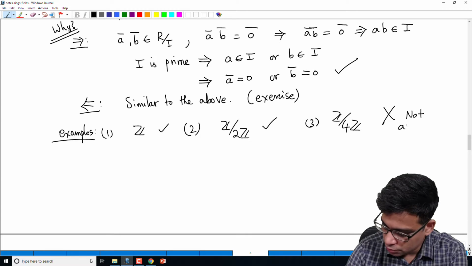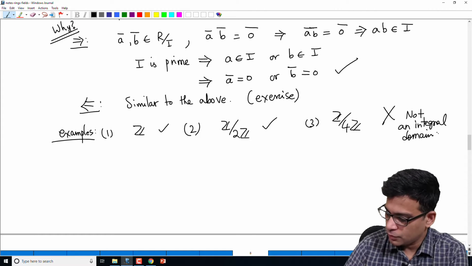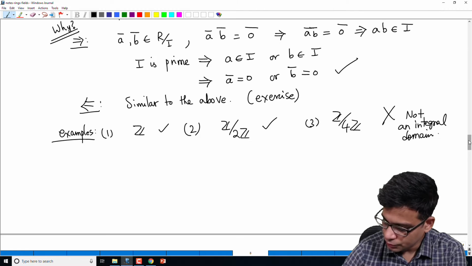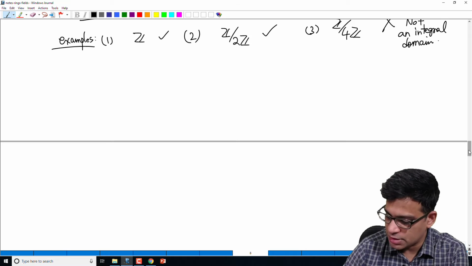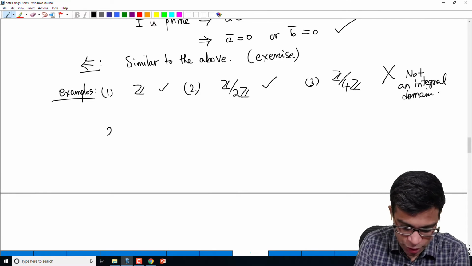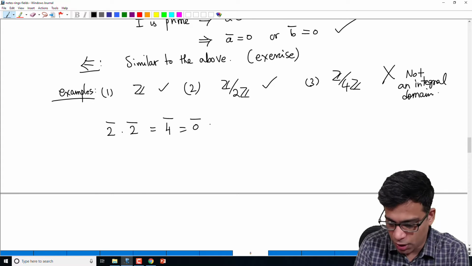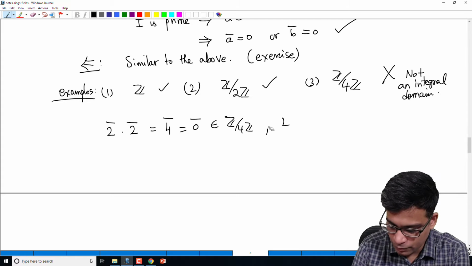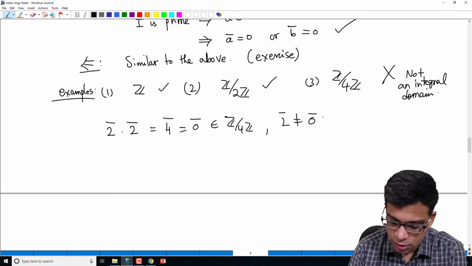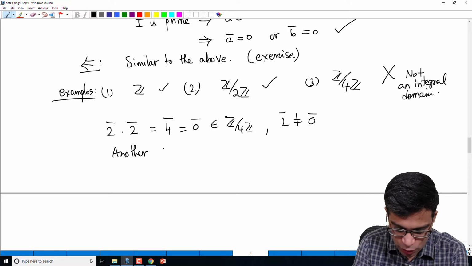Let's see why. Not an integral domain. Why? Can you produce two elements in this ring whose product is 0 but neither element is 0? Yes, you can do that, because 2 bar times 2 bar is 4 bar equals 0 bar in Z mod 4Z, but 2 bar is not 0 bar.